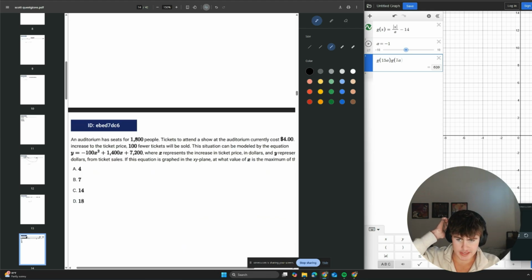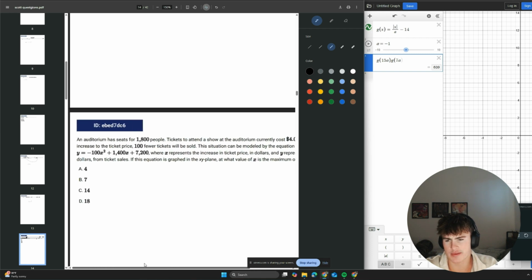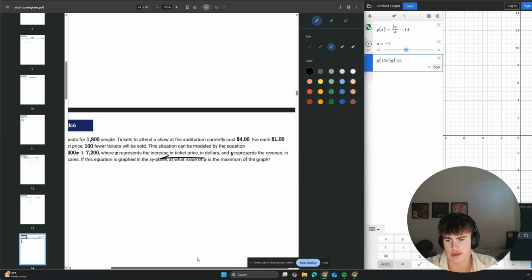An auditorium has seats for this many people. Tickets to attend a show at the auditorium currently cost $4. For each dollar increase, 100 fewer tickets will be sold. This situation can be modeled by the equation, where X is the increase in ticket price, and Y is the revenue in dollars from ticket sales. What value of X is the maximum of the graph?